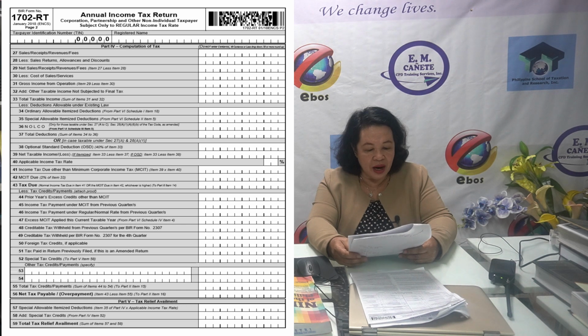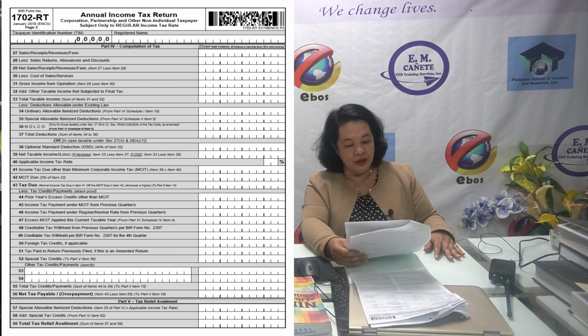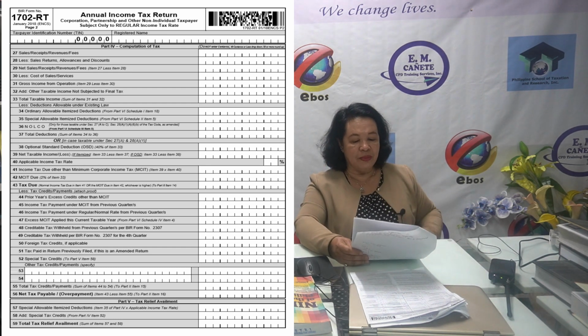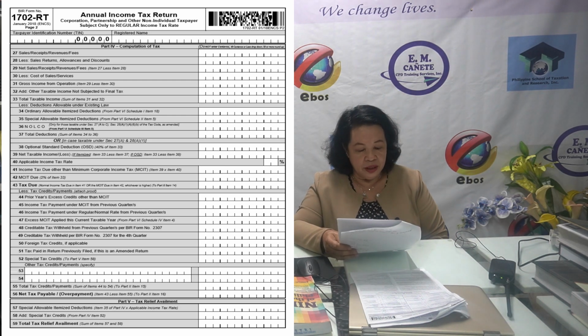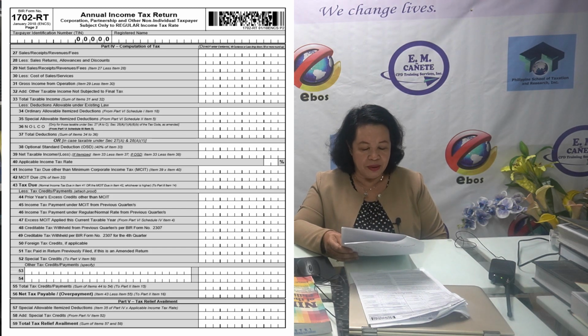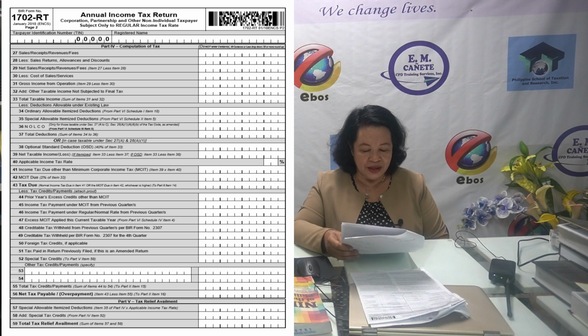Okay, so we have now here the less tax credit or payments, attach proof. And then line number 44, we have the prior year's excess credits other than MCIT. Okay, so if you have prior year excess credits, meaning you have paid tax more than the tax due, then you have an excess tax credit. Line number 45, you have income tax payment under MCIT from previous quarters. And then line number 46, income tax payment under regular or normal rate from previous quarters.